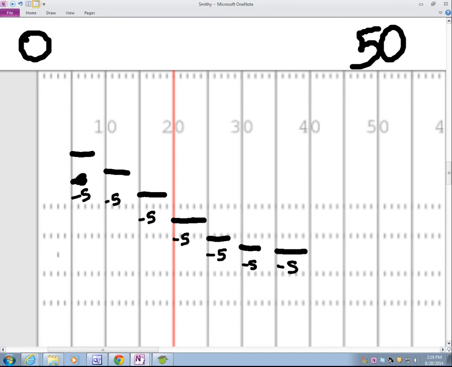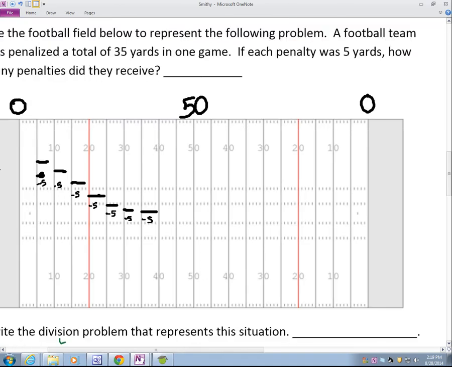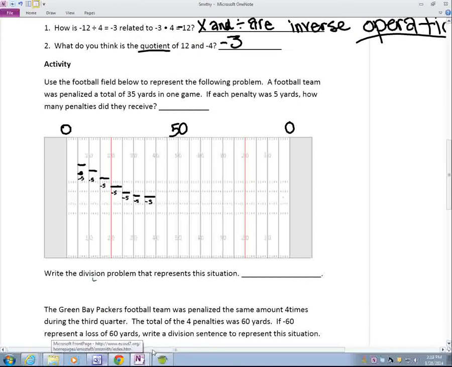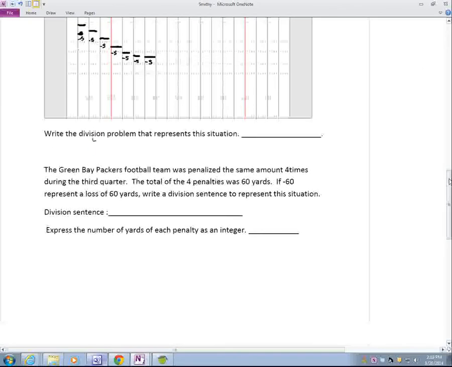You might have bouncy lines. That's good. Okay? Good. I see a lot of different representations. Good. Where is that? There it is. Okay? Good. Write the division problem that represents this situation.